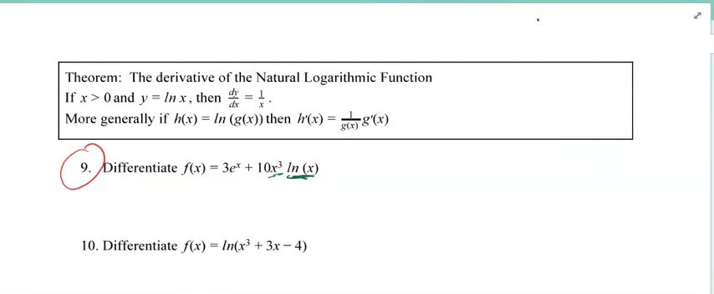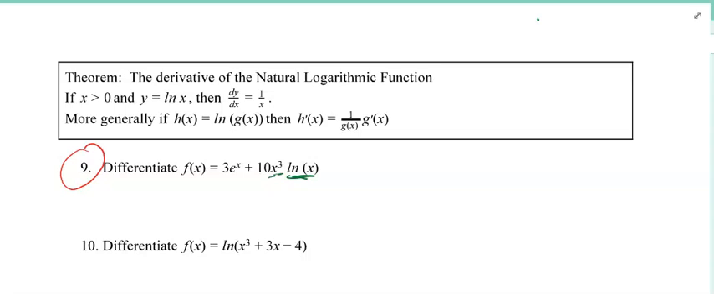Now let's look at another theorem. The theorem of the derivative of the natural logarithmic function. If x is greater than 0 and y is equal to ln of x, then dy/dx is equal to 1 over x. More generally, if h of x is equal to ln of g of x, then h prime of x is equal to 1 over g of x times g prime of x.